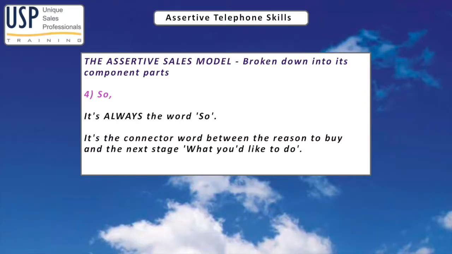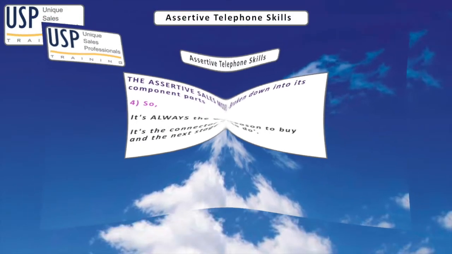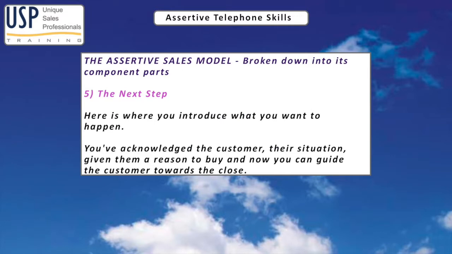Let's move on to the fourth word, which is a small one but important. Part 4 of assertiveness is the word so. It's always the word so, in the same way that point 2 is always however. This is a vital connector word between the reason to buy and the next stage, which is what you'd like to do next. Stage 5, the next step.